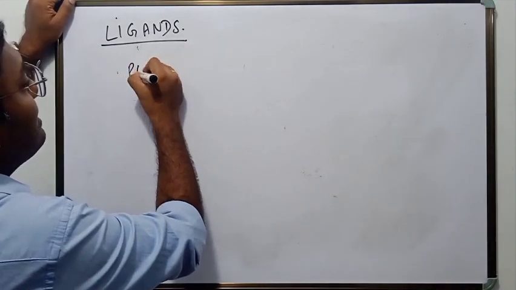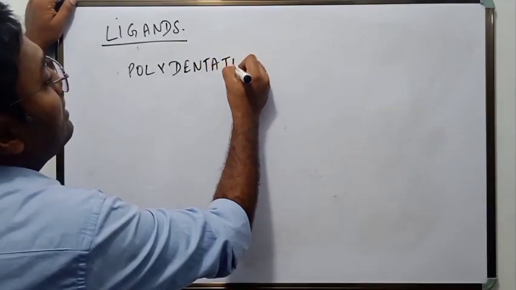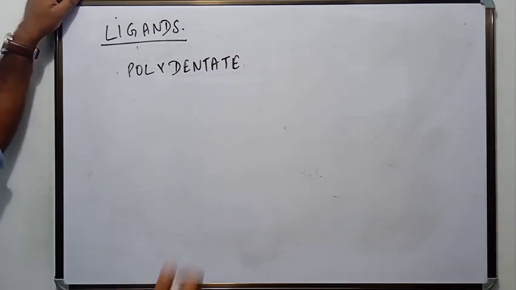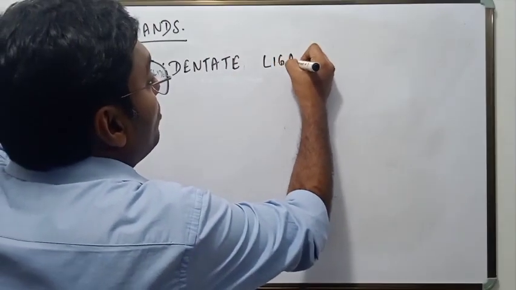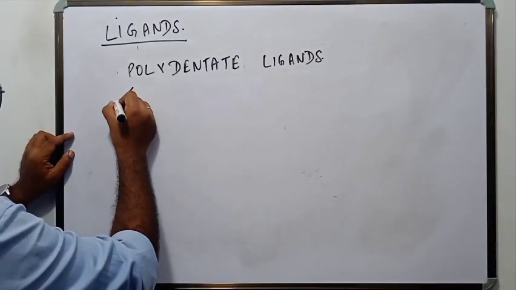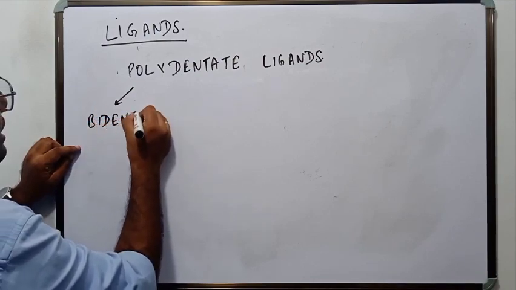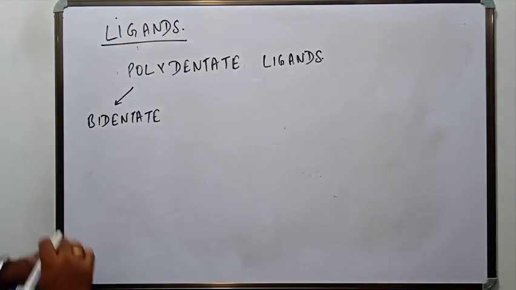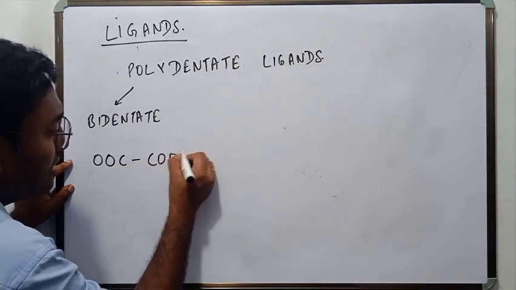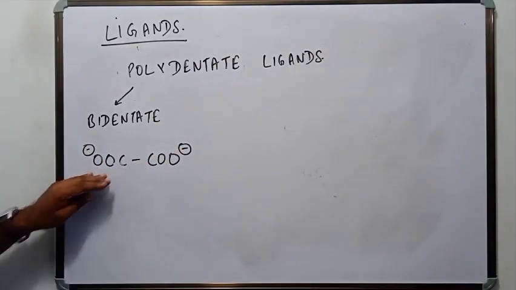That is, more than one linkage it can form, or it can form more than one sigma bond with the central metal ion. In polydentate, it is further classified as bidentate. That means it can go for two linkages. Let's see an example. OCO minus, oxalate. This is the oxalate ion.